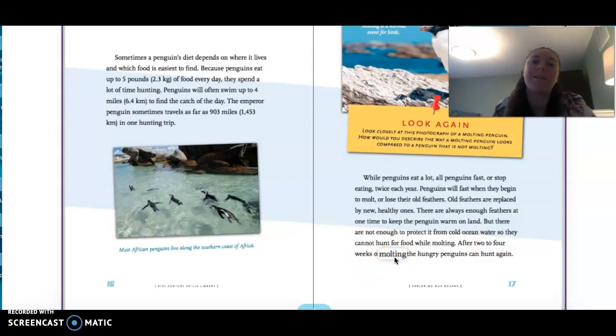Oh my gosh, I cannot imagine not eating for 2 to 4 weeks. They must be starving. I'm kind of wondering if this 5 pounds of food that they eat each day kind of helps sustain them for a little while throughout this time. But again, their diet is really affected when they're molting.